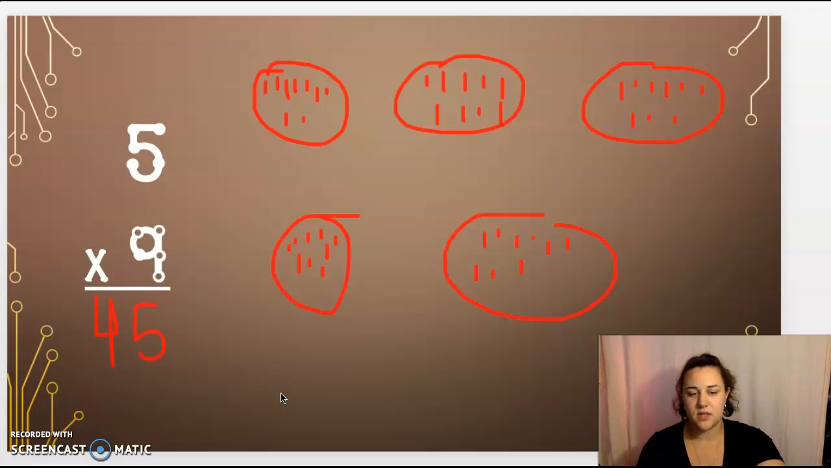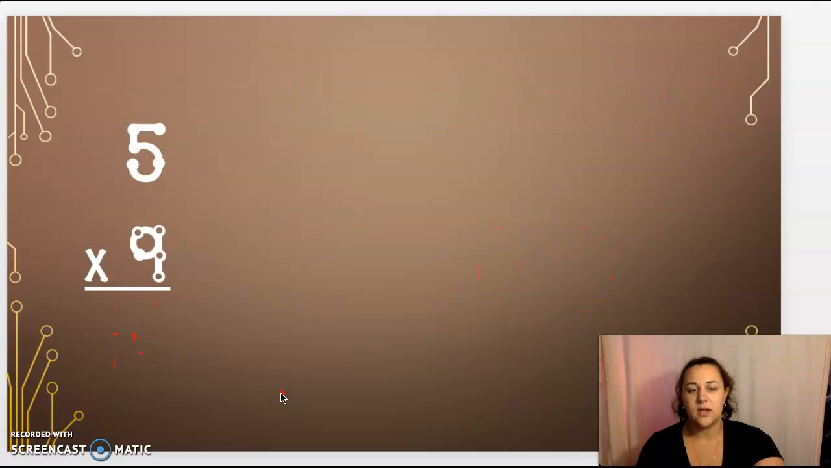All right, friends, so same thing. If I clear my screen and I use my touch points, I have 1, 2, 3, 4, 5 touch points on the number 5. I can use those touch points and skip count by 9 on them. 9, 18, 27, 36, 45. 5 times 9 equals 45.